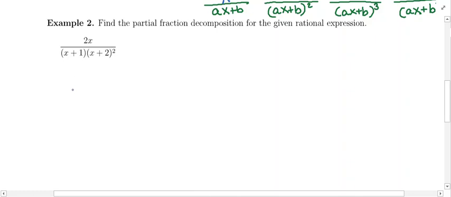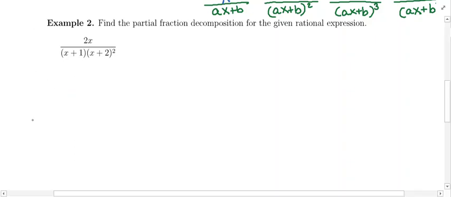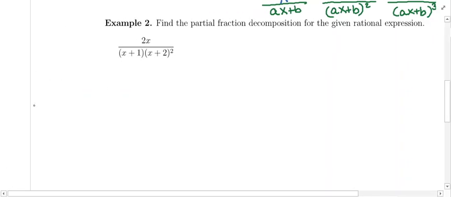Sometimes you're going to be given the denominator factored, sometimes you won't. But here it's fully factored. If it had not been, you would need to start by factoring the denominator. Okay, all right, so I can go ahead and start. This is 2x over x plus 1 times x plus 2 squared.